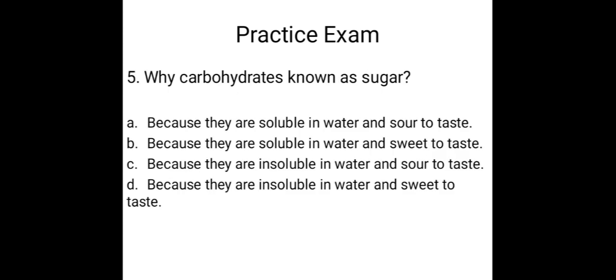And then last, why are carbohydrates known as sugar? A. Because they are soluble in water and sour to taste. B. Because they are soluble in water and sweet to taste. C. Because they are insoluble in water and sour to taste. And D. Because they are insoluble in water and sweet to taste. So the right answer is B. Because they are soluble in water and sweet to taste.